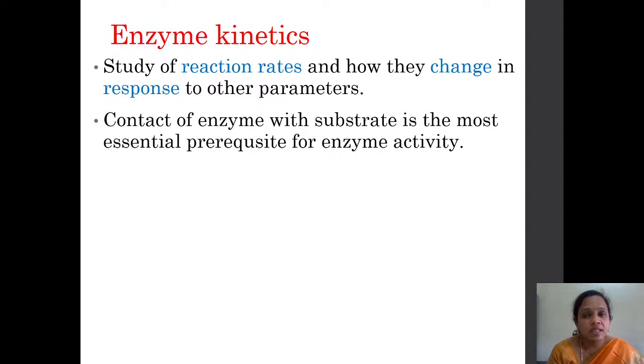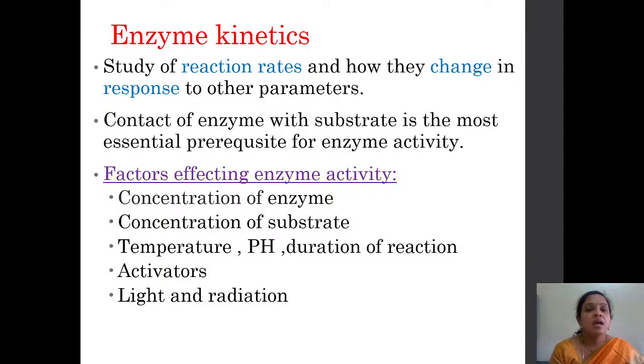The contact of the enzyme with the substrate is the most essential prerequisite for enzyme activity. Unless there is contact, there won't be any reaction. The factors which affect enzyme activity are concentration of the enzyme, obviously, when the concentration is more, the reaction will also be more active. Next is concentration of the substrate. Then temperature, pH, duration of the reaction, activators, light and radiation.